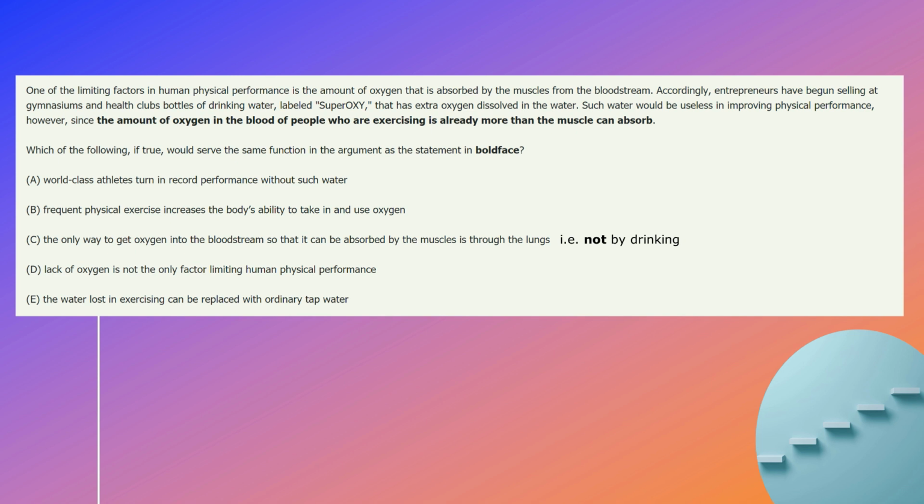What about the last two just quickly? D. Lack of oxygen is not the only factor limiting human physical performance. Well, yes, that's a negative, but the logic here isn't achieving the same thing. We're not proving that super oxy is useless.